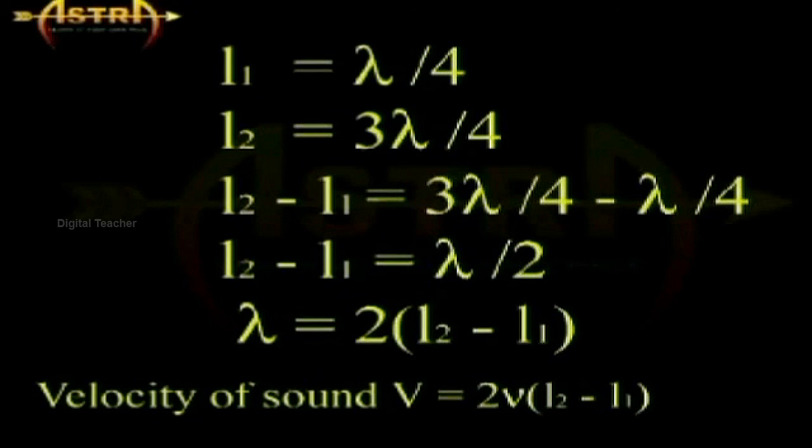minus L1). In the above equation, nu is the frequency of the tuning fork, L2 is the length of the second air column, L1 is the length of the first air column. In this way, we can find out the velocity of sound in air by a method called resonating air column method.